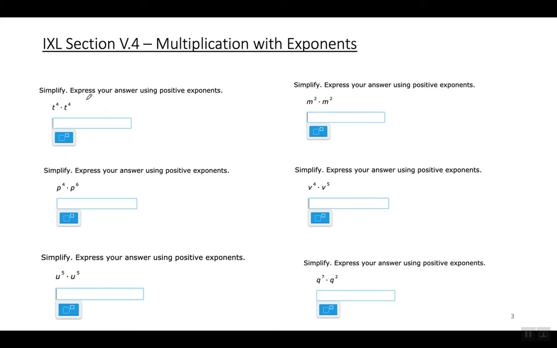All right, so they both have the letter T in this first example. And I just got to add the exponents. So the answer would be T to the 8th power. T a la 8. It says express your answer using positive exponents. So I'm just doing that, all right? Here, same thing. M to the 4th power. I add the exponents. Sumo los exponentes.